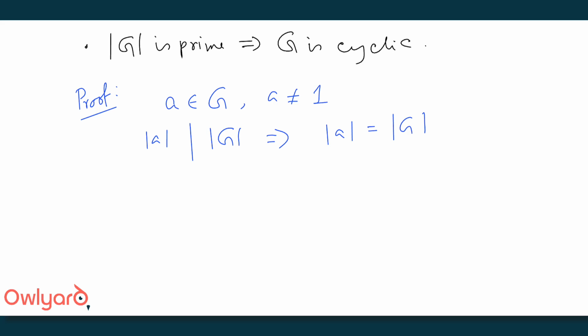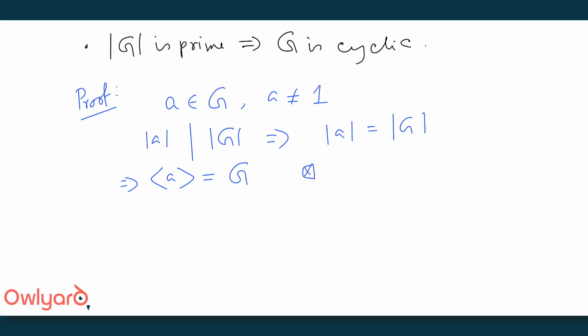Now, since the order of A is the same as the order of G, I can take a look at the group generated by A. This group has the same number of elements as the original group G itself, and A is included in G. So that will imply that the group generated by A is the same as the group G. And therefore, G is generated by a single element. So that will prove our assertion that G is cyclic.